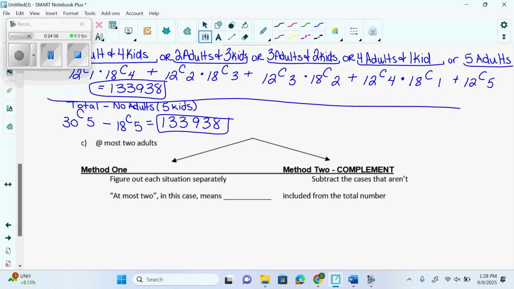The last one is at most 2 adults. At most 2 adults. 2 or less. So 2, 1, and 0. Everyone forgets the 0 case. So it's actually faster just to do the direct one, not the complement for this one. 2 adults, or 1 adult, or 0 adults.